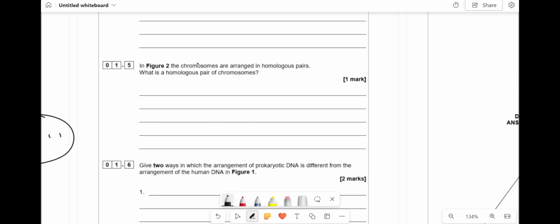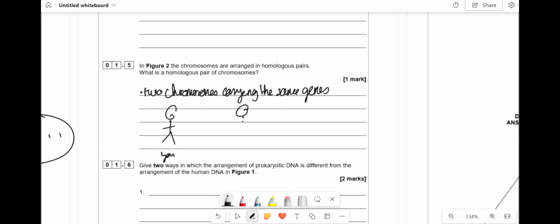So then it says, figure 2, they are arranged in homologous pairs. What is a homologous pair of chromosomes? It's 2 chromosomes carrying the same genes. A whole load of genes together is a chromosome. Same genes. Homologous, for example, if this is you, and this is me, this is your right arm, that's my right arm. Our right arms are homologous. They're both right arms. Yours is just different to mine, but they're still homologous because they represent the same thing. So homologous chromosomes are chromosomes that represent the same thing. The representing they're doing is carrying the same genes. The alleles are different though.